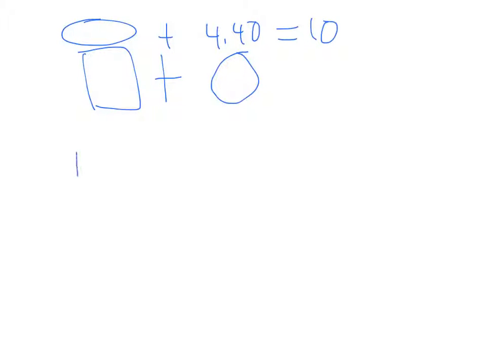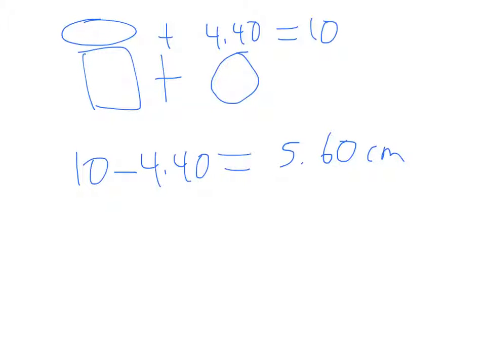So we had the square plus the circle, where the circle is 4.40, and the total is 10. So how much is left over for the square? Well, it should be 10 minus 4.40, which equals 5.60 centimeters, and that needs to be divided 4 ways because there are 4 sides to that square. This works out to 1.4 centimeters per side.